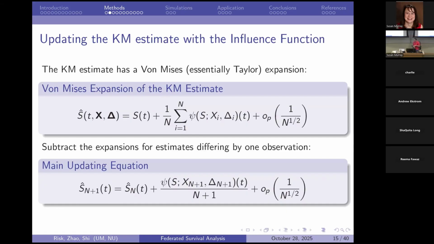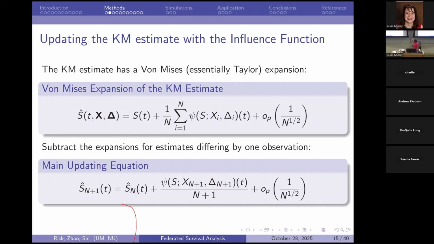So the Kaplan-Meier estimate has something called a von Mises expansion, which is essentially, you can just think about it as a Taylor expansion that relates the Kaplan-Meier estimate to the true survival probability and the influence function of all the individual observations. Now, we can use this expansion in order to construct an updating equation that I think is very intuitively attractive.